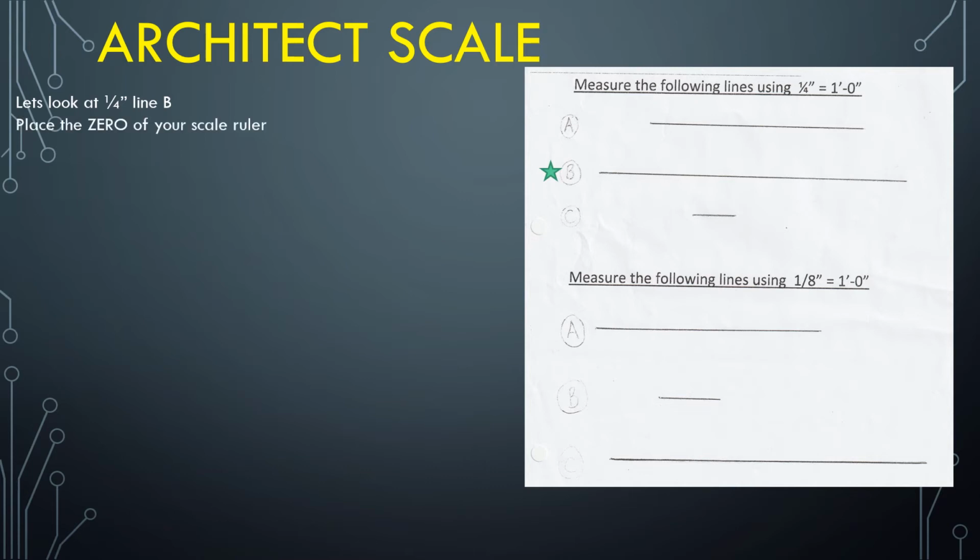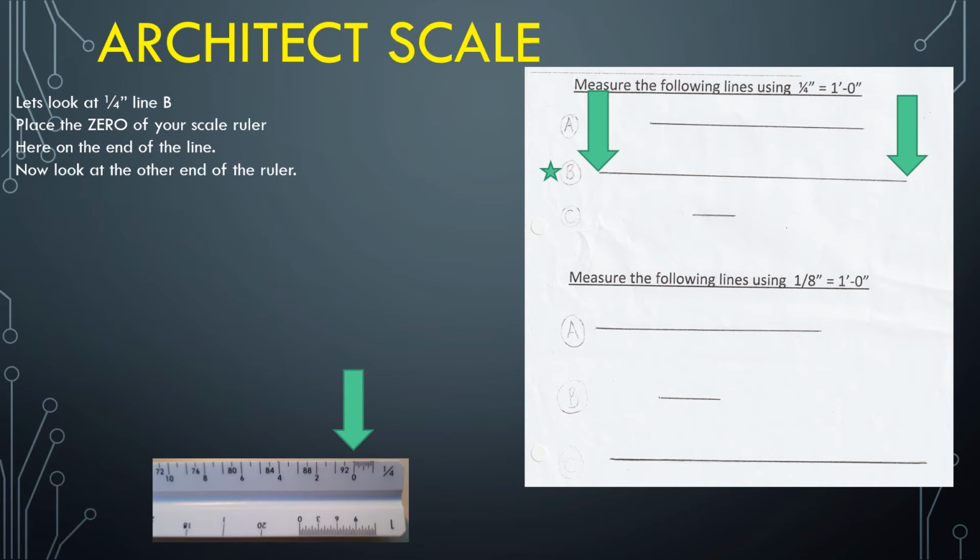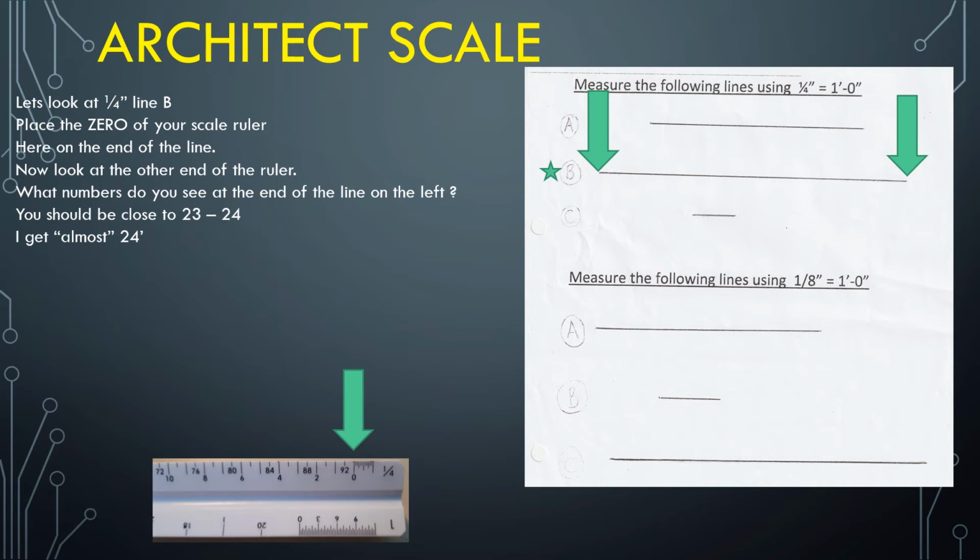Place the 0 of your scale ruler on, there you go, the 0 right there, and you can place it here on the end of the line. Now look at the other end of the ruler, where it lands there. What numbers do you see at the end of the line on the left? So you should see close to 23 and 24, somewhere in between that. So you get almost 24 feet.